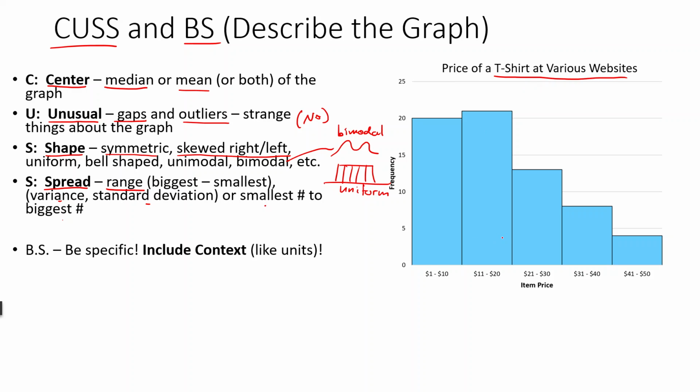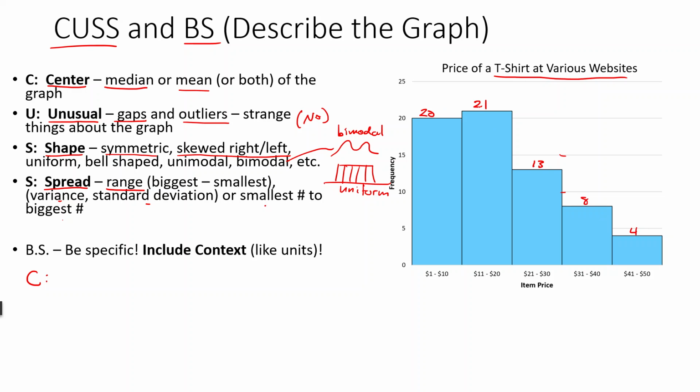So let's try this. Let's try and describe this graph. So we start with C, our center. All right, so to find our median, we want to know how many data values are there. So we've got 20 in this one. Looks like 21 here. And look, I'm just guessing, but this is 10 here. This is 15 here. We're closer to the 15. I would say that this is probably 13. I would say that this is probably 8, and this one looks like 4.